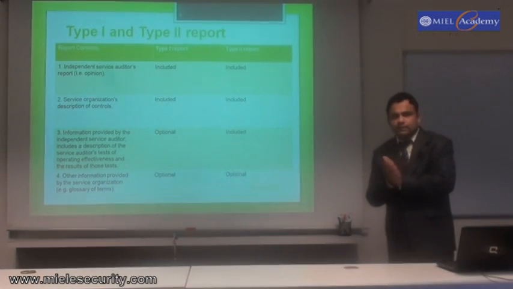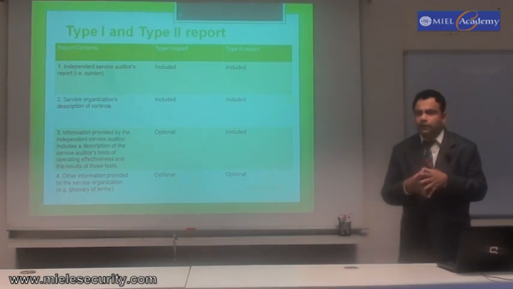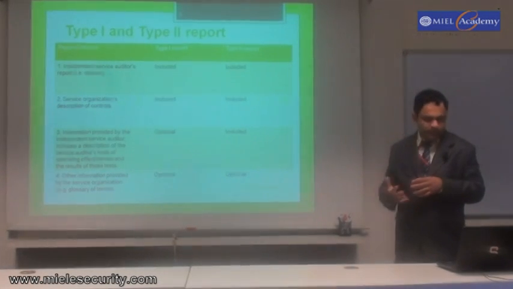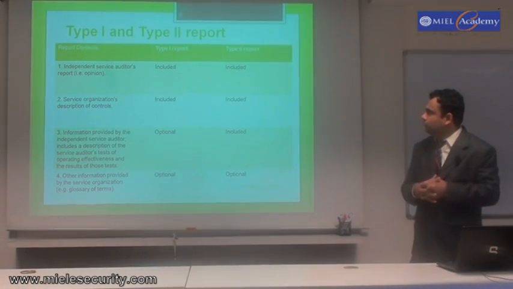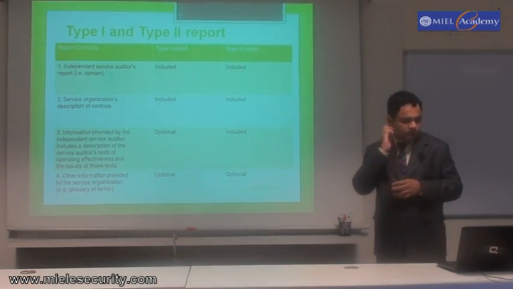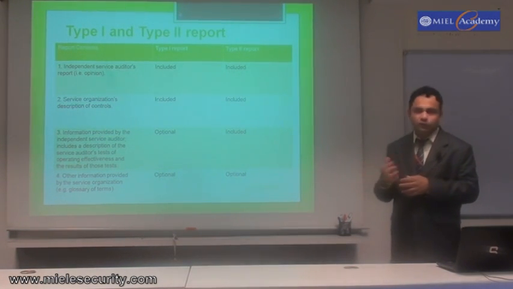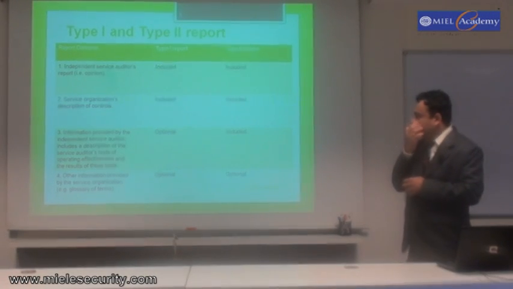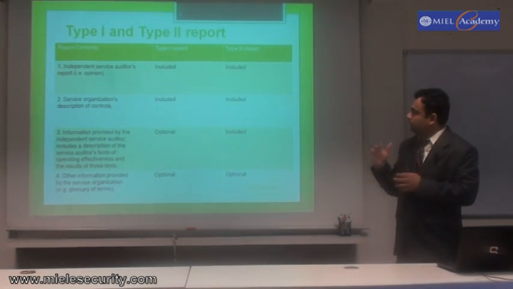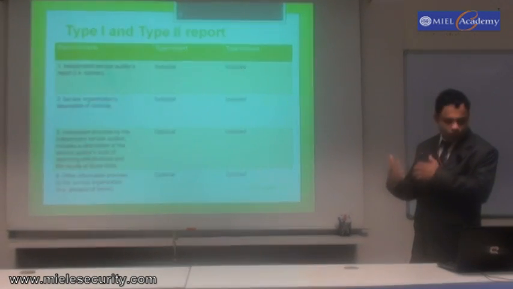SAS 70 allowed the service auditor to provide two reports, type 1 and type 2 reports. This slide basically gives what was in the type 1 report and what was in the type 2 report. In the type 1 report, a service auditor provided his opinion on the service organization's description of controls and whether the controls were appropriate for the service organization. So it was basically an opinion on the appropriateness of the controls, but type 2 goes forward.